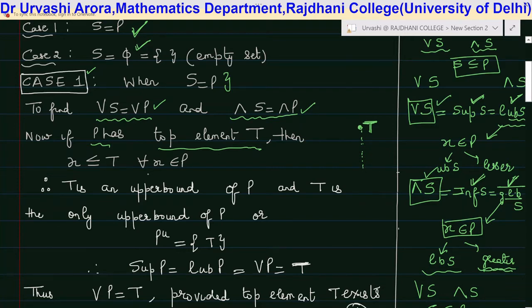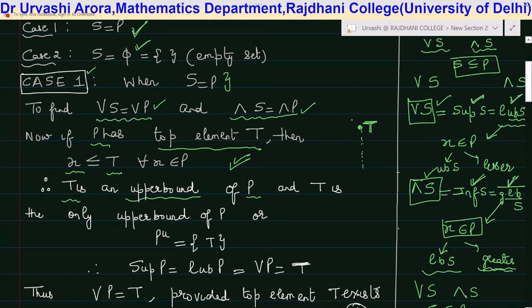So by the definition of the top element, all the elements X belonging to P will be less than or equal to T, because T is the top element, so it is greater than or equal to all the elements. So X is less than or equal to T for all X belonging to P. This is the definition of the top element, which means that the top element T is acting like an upper bound of P. So this is an upper bound. The top element T, if it exists, is an upper bound of P.